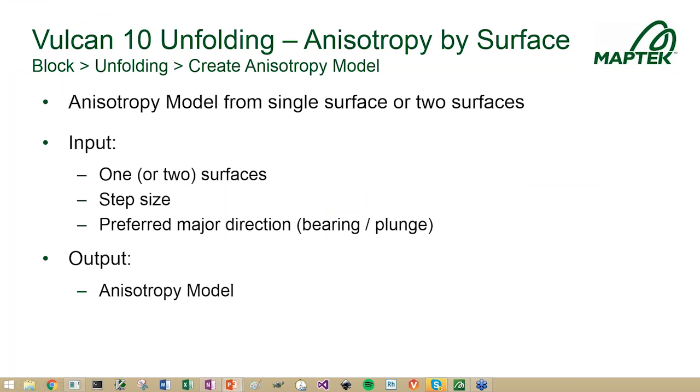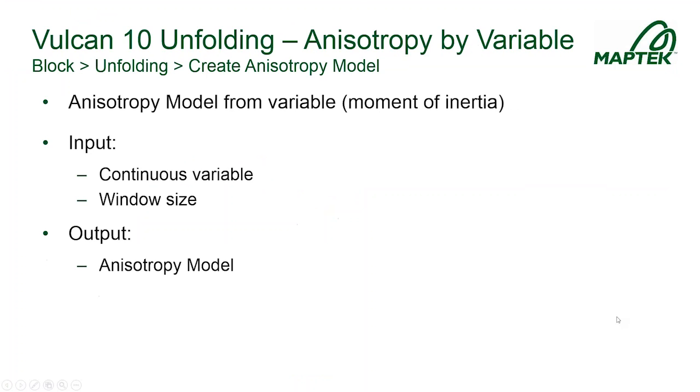You can also specify it from a variable. This uses a moment of inertia technique. This is new in Vulcan 10. You supply a continuous variable and a window size, and it will come up with an anisotropy model for you from that.